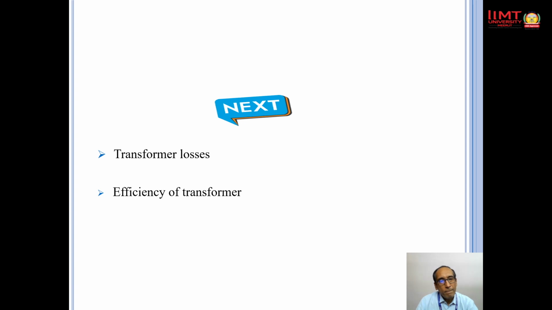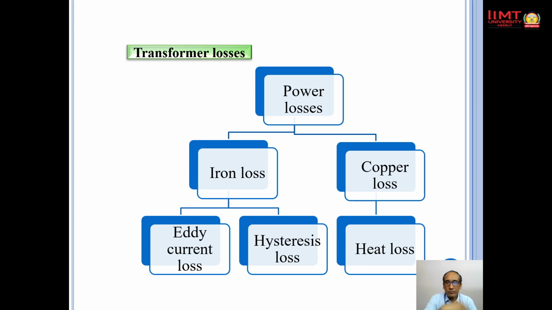Now, for obtaining the efficiency, first of all we must know about the different types of losses of a transformer. So how many types of losses are there? There are basically two types of losses. One is known as the iron losses, and second is known as the copper losses. Iron losses are further divided into two parts. One is known as the eddy current losses, and second is known as the hysteresis losses. And copper loss is the variable loss, and these generate heat in the transformer.